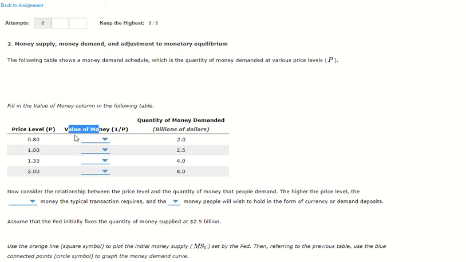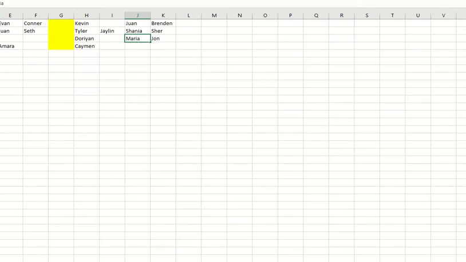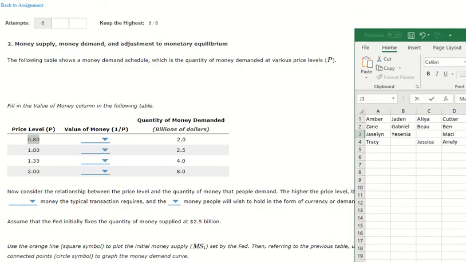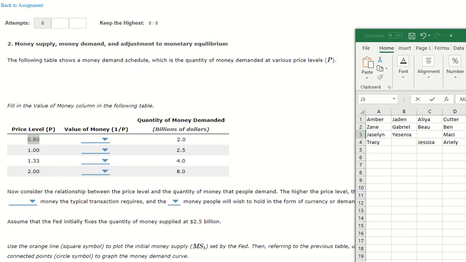Now to find your value of money, see the little parentheses here, right? Within the parentheses, it says value of money equals 1 divided by price level. So all you're going to do is take 1 divided by the number here. That's the value of money. Okay, so for our first answer, let me do a new spreadsheet.